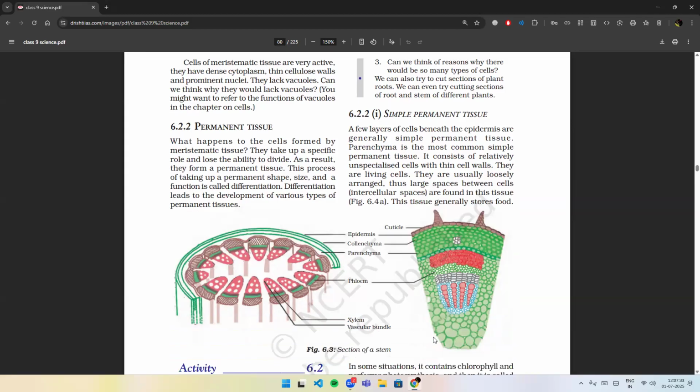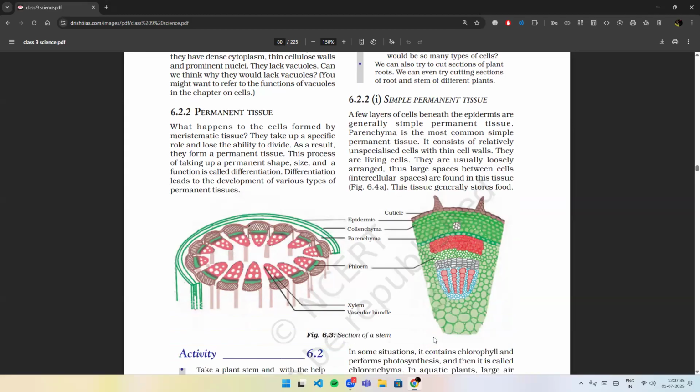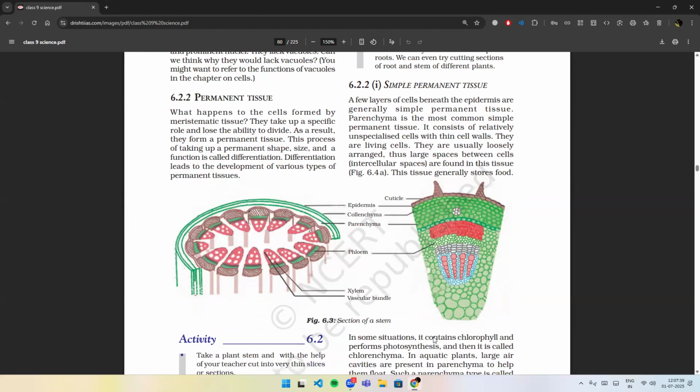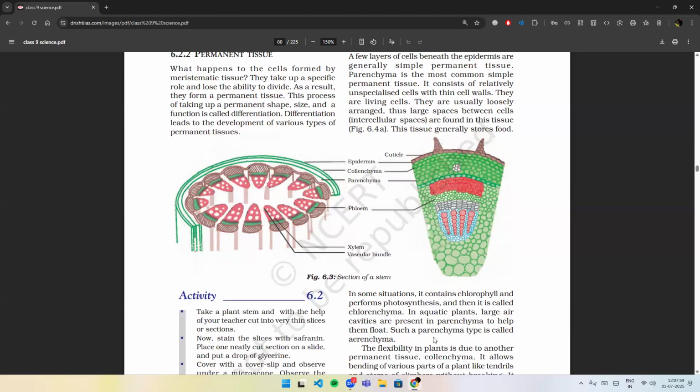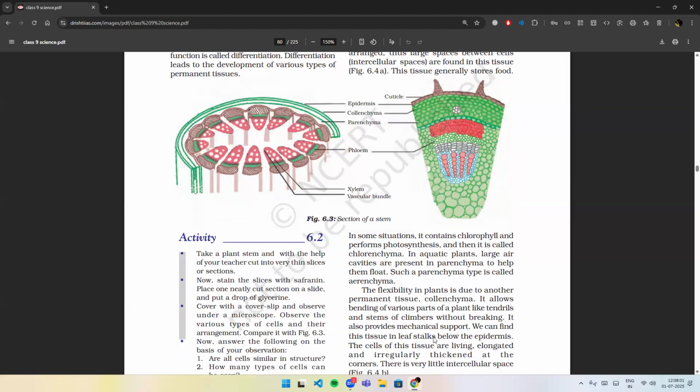Simple permanent tissue. A few layers of cells beneath the epidermis are generally simple permanent tissue. Parenchyma is the most common simple permanent tissue. It consists of relatively unspecialized cells with thin cell walls. They are living cells. They are usually loosely arranged. Thus, large spaces between cells are found in this tissue. This tissue generally stores food.